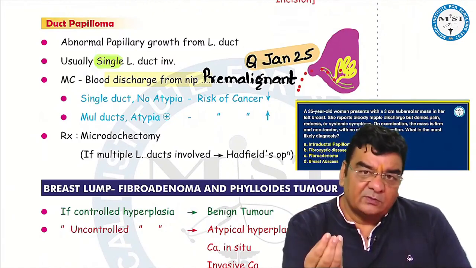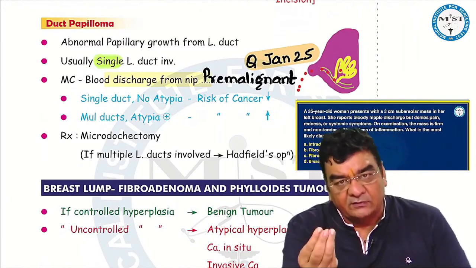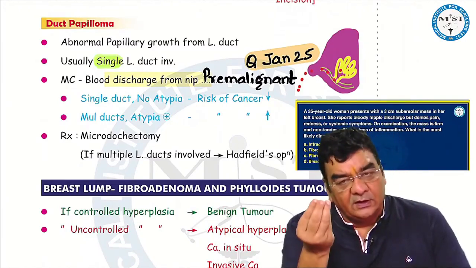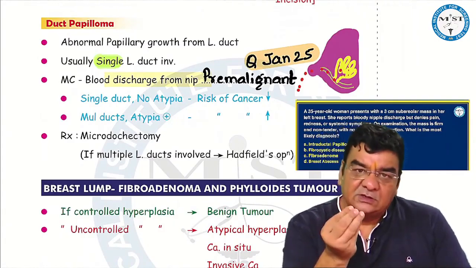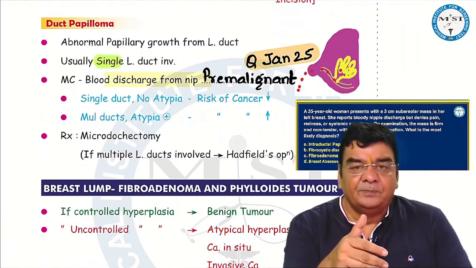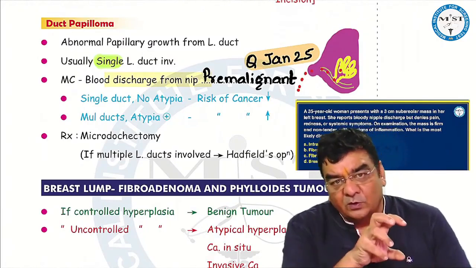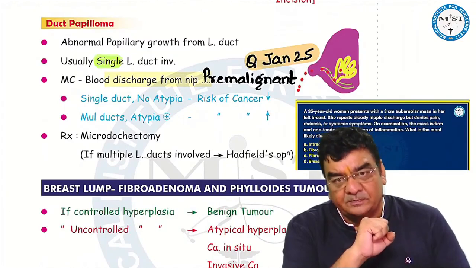So treatment for duct papilloma will always be removal. That means if a single lactiferous duct is involved, it has to be removed by tennis racket incision, microdochectomy. If by chance multiple lactiferous ducts were involved with this papilloma, then we have to make a conical incision to remove them, and that is Hadfield's operation.